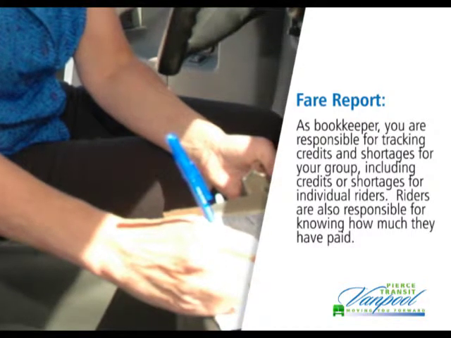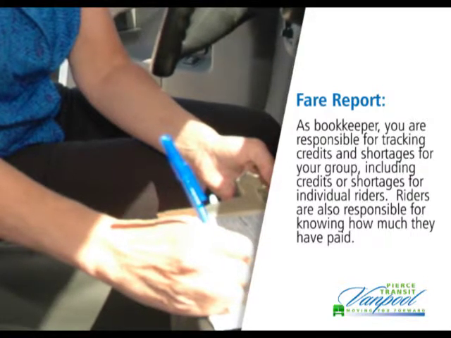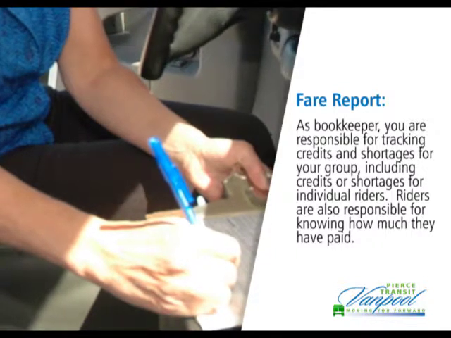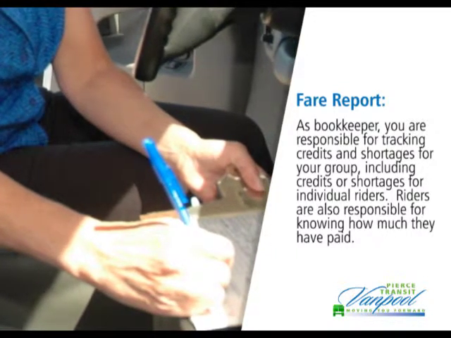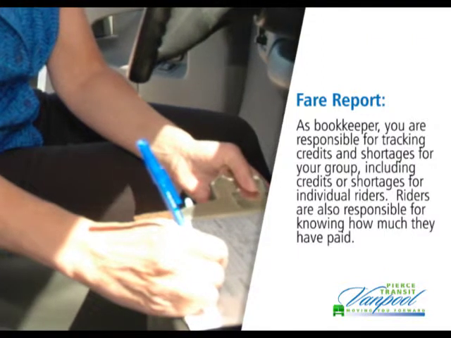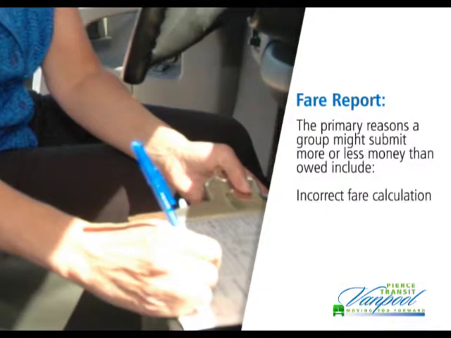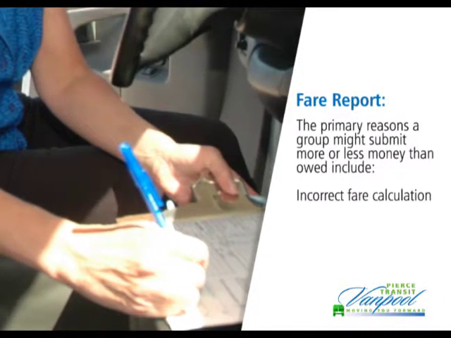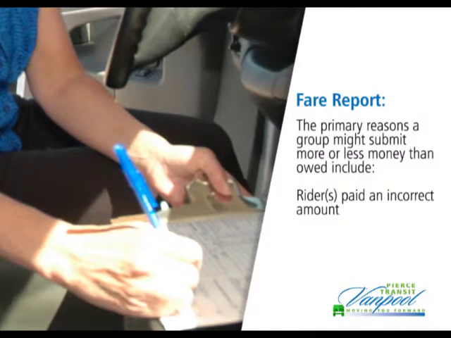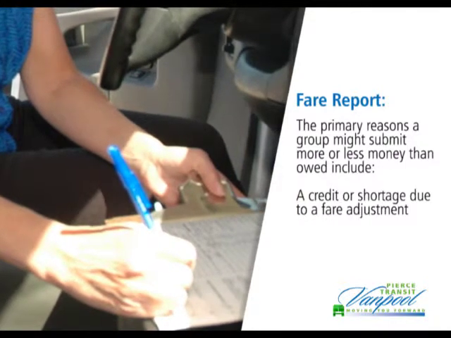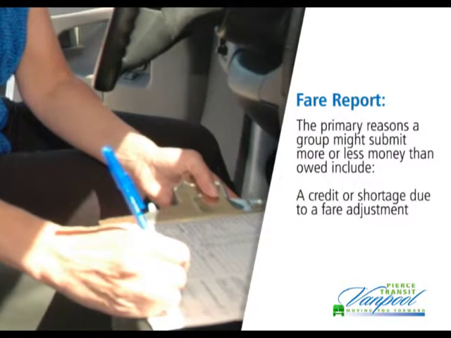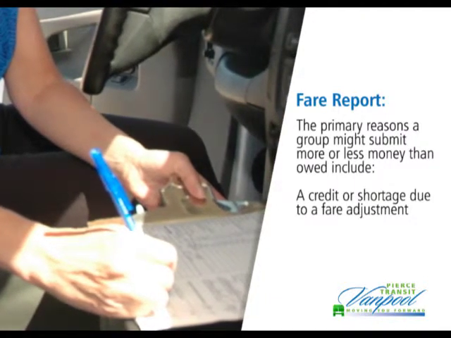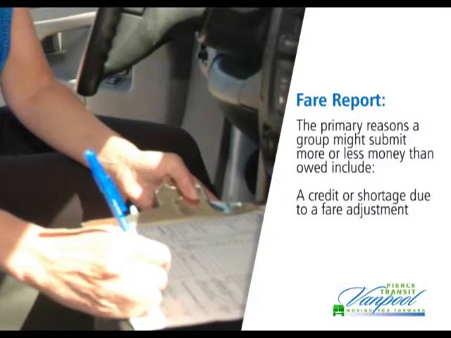Fare report, credits and shortages. As bookkeeper, you are responsible for tracking credits and shortages for your group, including credits or shortages for individual riders. Riders are also responsible for knowing how much they have paid. The primary reasons a group might submit more or less money than owed include incorrect fare calculation, riders paid an incorrect amount, and a credit or shortage due to a fare adjustment. Work with your Vanpool coordinator if you need help reconciling credits and shortages.